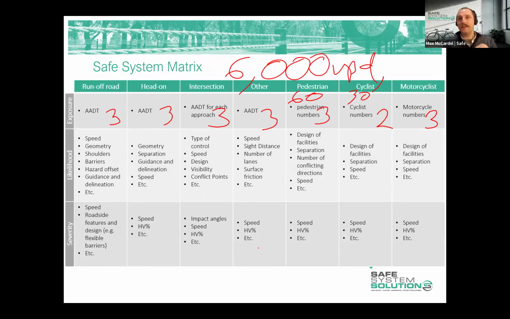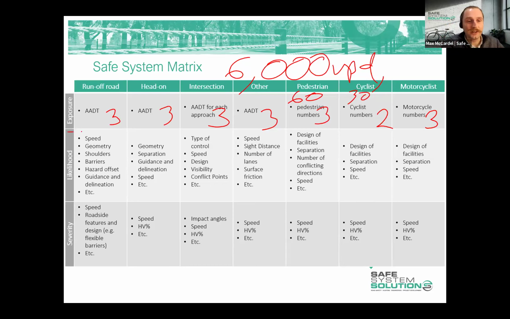So there's not a lot of subjectivity. There's not a lot of trying to agree or disagree. It's purely based on the numbers. So hopefully everyone's happy with that. As I said, the exposure is the easiest one to do out of these rows. Here's where things get very interesting.